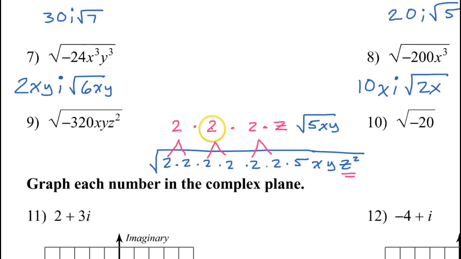Now 2 times 2 times 2 is 8. So that's going to give me 8z, and then because of the negative, I'm going to have i, and then radical 5xy. So that will be the answer to number 9.